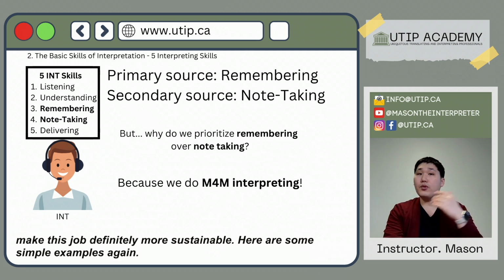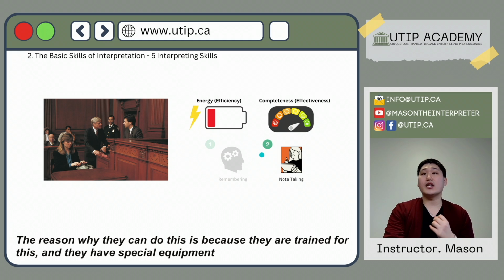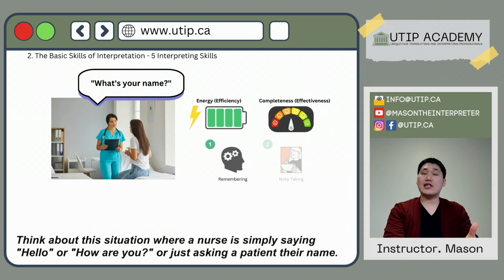Here are some simple examples again. What is this stenographer doing? The person is going for 100% effectiveness, right? The reason why they can do this is because they are trained for this and they have special equipment for them to preserve their energy. Again, we are interpreters, not stenographers. Stop trying to work like a stenographer. Think about this situation where a nurse is simply saying hello or how are you, or just asking a patient for their name.